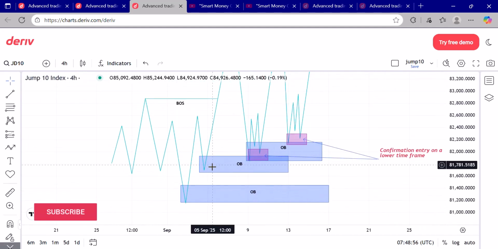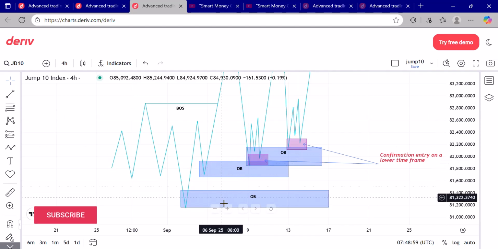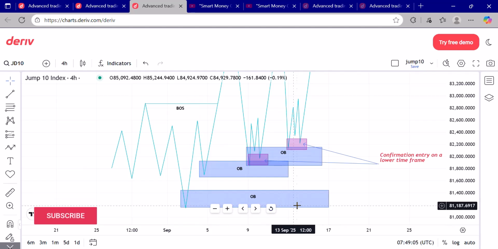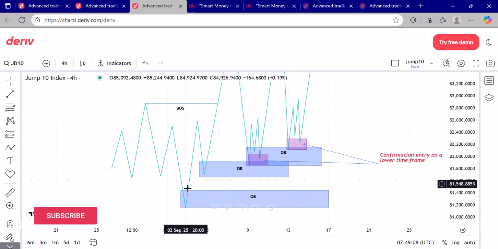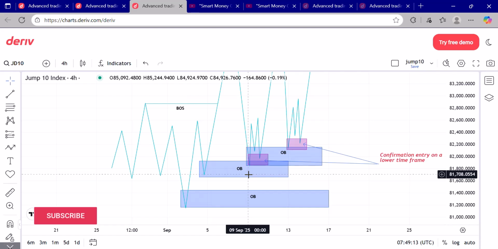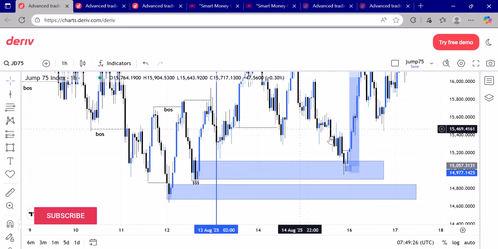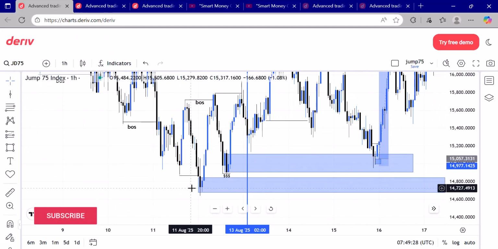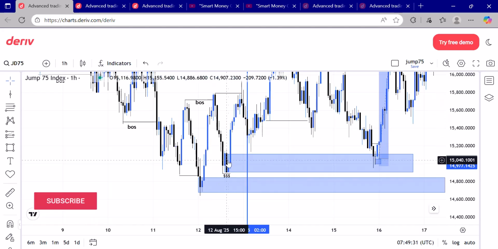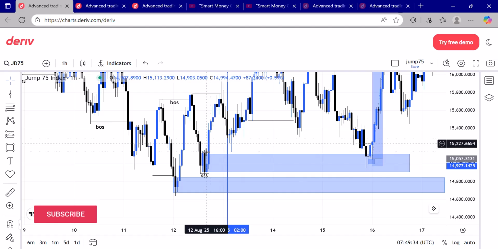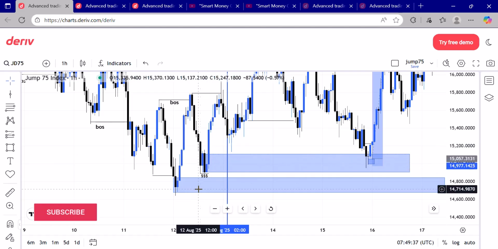Now when you have two zones, zone A and zone B, which one are you going to take your trade from? Normally we used to say that we go for the more extreme zones, but at times it doesn't happen that way. Like we said earlier, this was the zone that broke structure, and when price came in, there was a confirmation entry before we took our trade. Price didn't react to this extreme zone, rather it reacted here. That's the same thing we are going to see in Jump 75. Price came in, there were these two zones, this was zone A and zone B.